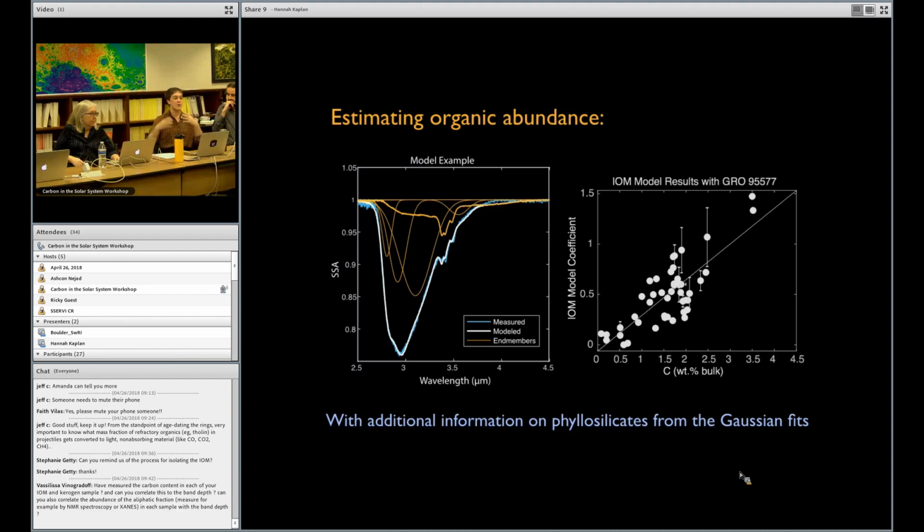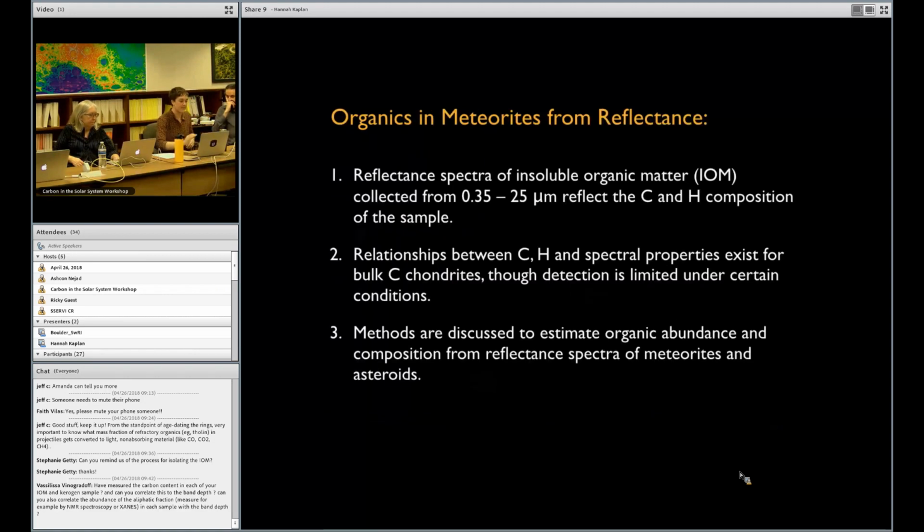So basically, you can model these spectra and get out what you think is the bulk carbon and bulk hydrogen. And that really puts an unknown sample within the context of our carbonaceous chondrites really nicely. So a quick overview of what I just talked about. We have these new insoluble organic matter spectra, and we think that there are relationships between carbon and hydrogen and spectral properties for both those spectra and for some bulk meteorite spectra. And I've discussed some methods for estimating organic abundance.